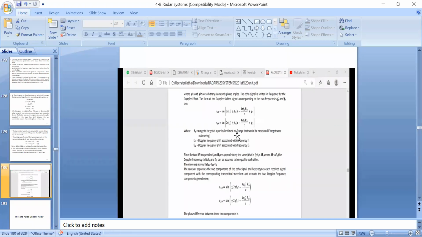So that was the second drawback. And the third one is that by using the basic continuous wave Doppler radar design, the range information of the moving target is not provided. Only the speed of the moving target is measured, right? So these are the limitations offered by the basic continuous wave Doppler radar design.